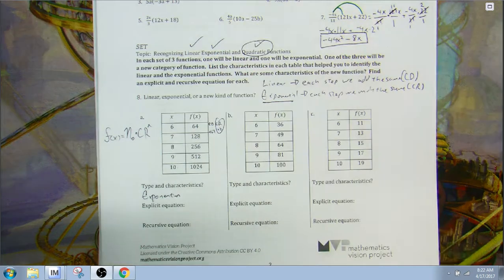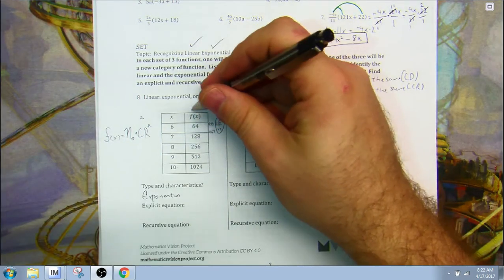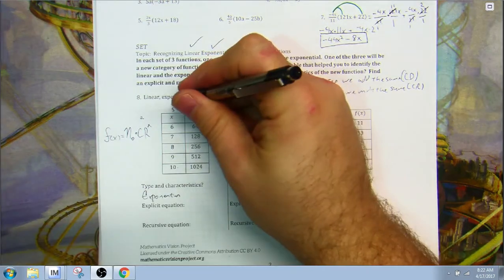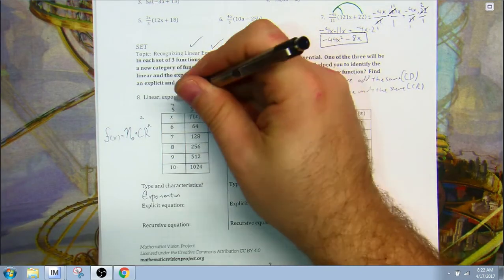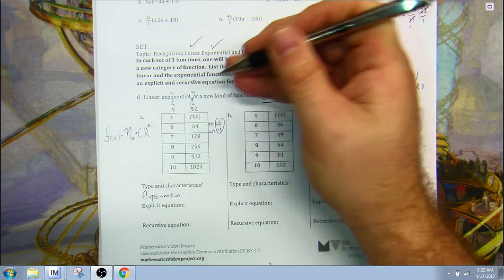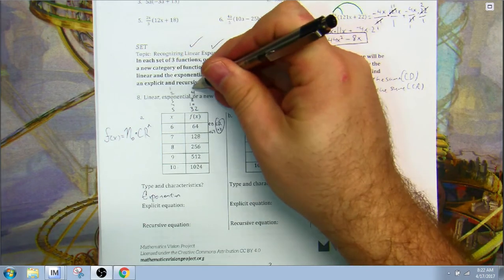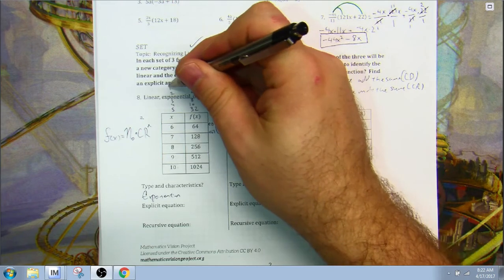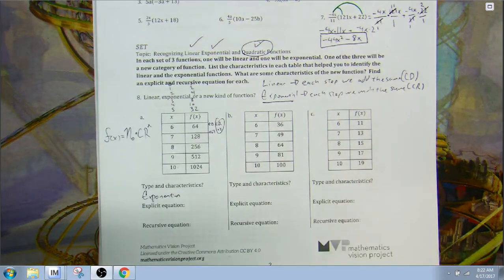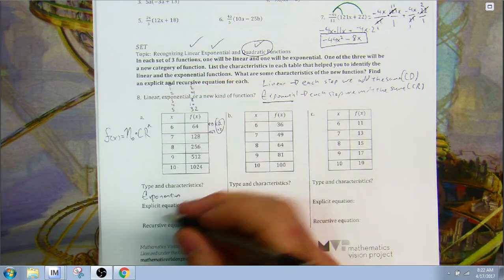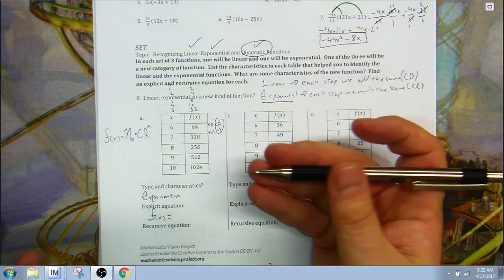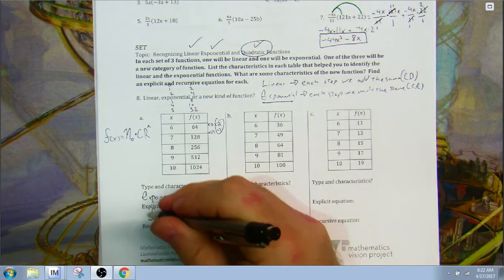So let's do that. So if I have 6, half of 6 is 32. That's 5. 4, half of 32 is 16. 3 is 8. 2 is 4. 1 is 2. And then 0 is 1. Hey, how neat is that? So that means my n sub 0 is 1. So my explicit equation is f of x equals 1, don't need to write 1, it's just 2 to the x power, and I'm done.